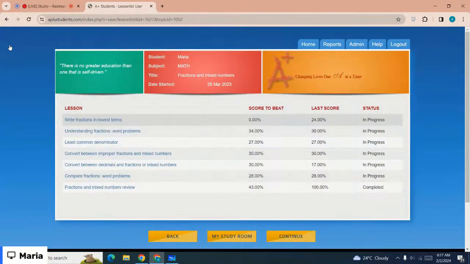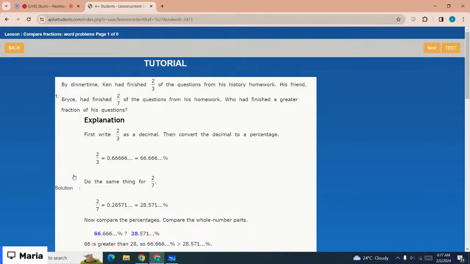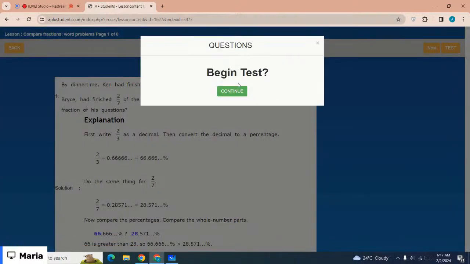the next one is compare fractions with problems. Let's just start with the lesson. So we have to compare the fractions, right? Okay, let's just start with the test questions. They are already solved. You can have a look at the ones that are already solved.